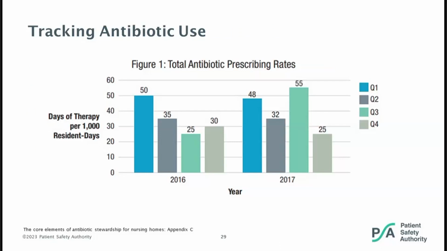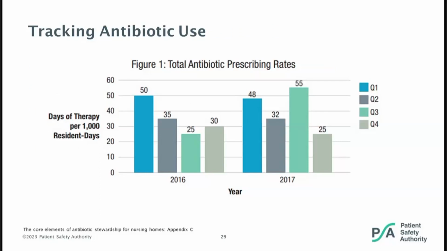The next 2 slides are from Appendix C of the CDC's core elements of antibiotic stewardship for nursing homes, and they demonstrate ways to visually present data within a facility and how to interpret when you want to take a closer look and think about areas where there are opportunities for improvement.